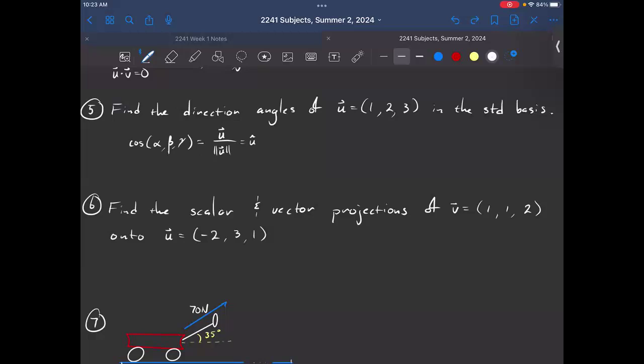So let's see, what's our vector norm here? Because we need that. Square root of 1 plus 4 plus 9. That is, what was that, 14?